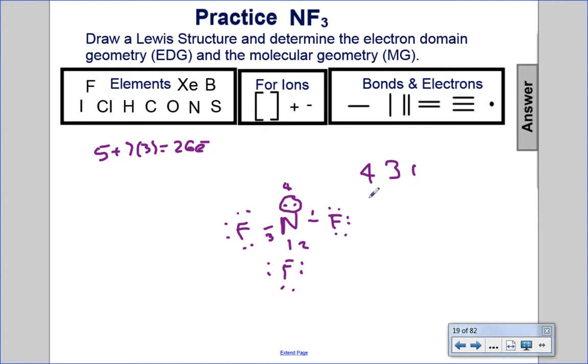If we look at our chart, that would be trigonal planar. No, it would not be trigonal planar. I fooled you. It will be trigonal pyramidal. The difference between trigonal planar and trigonal pyramidal is the 1 unbonded pair around the nitrogen.